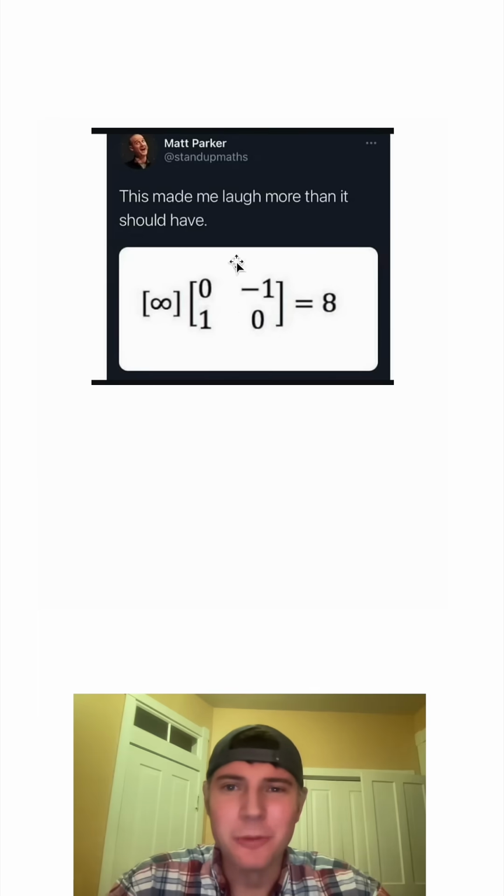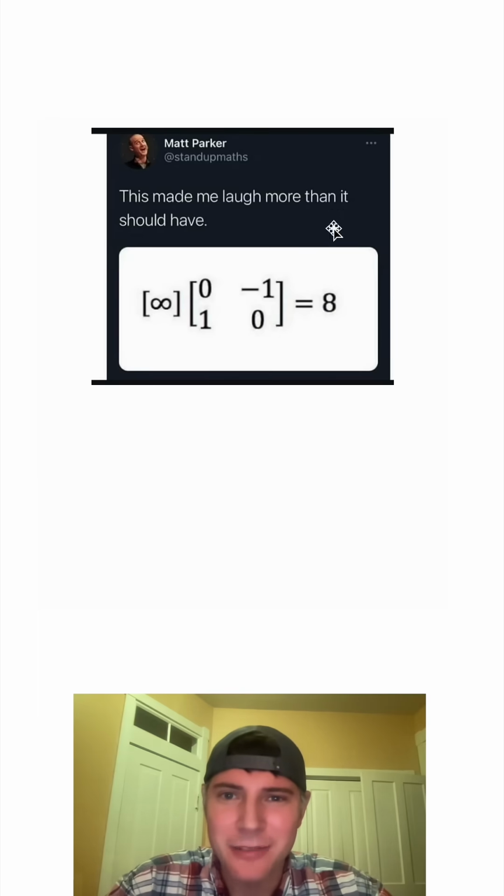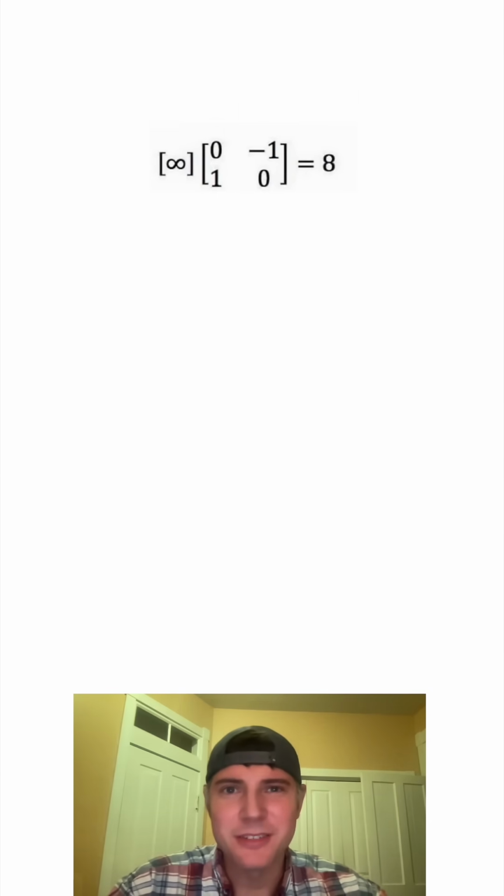You guys, this looks like a fun one. It's a meme where Matt Parker is laughing at it, and it says infinity times the matrix [0, -1; 1, 0] is equal to 8. Let's look at the math why this is funny.